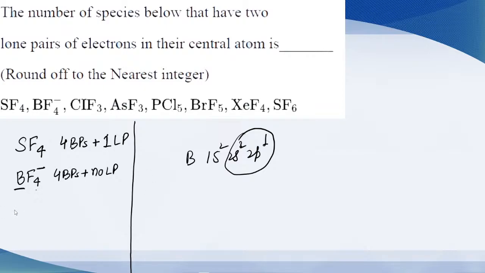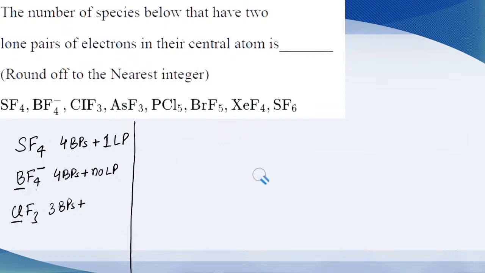So no lone pair. Come to ClF3. How many bond pairs and lone pairs are there? So 3 bond pairs. And how many lone pairs? See, chlorine has 7 valence electrons. We see the valence electrons of the central atom. Out of 7, 3 are used. So 4 left unshared, so 2 lone pairs. So this is the one which has 2 lone pairs.